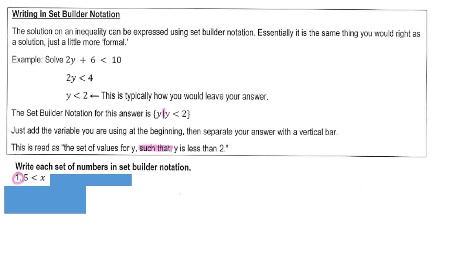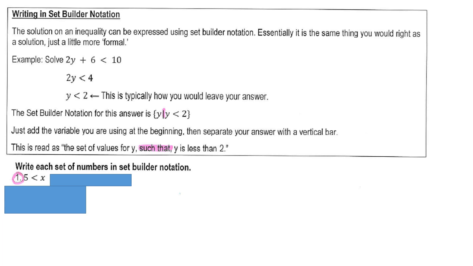And you're just adding the variable you are using at the beginning and then separating your answer with a vertical bar. And the way we read these is the set of values for y such that y is less than 2. So that vertical bar we read as such that. So y such that y is less than 2. And again, this is going to be something you're going to have to practice. Practice writing, practice reading, practice saying, so that you become more familiar with it.